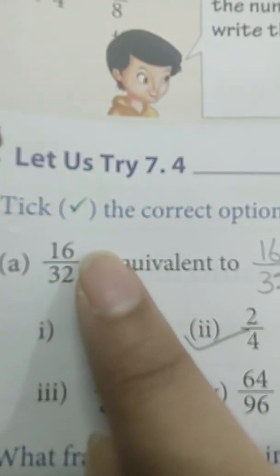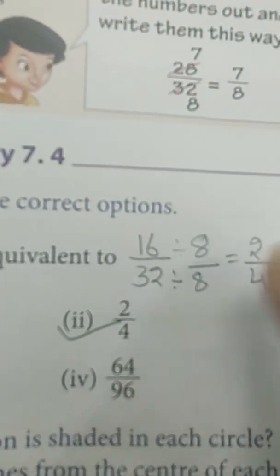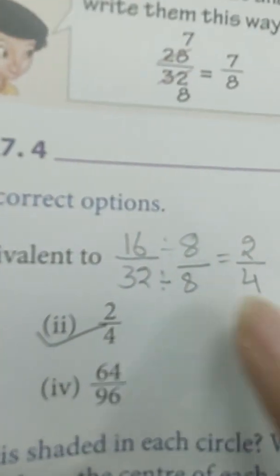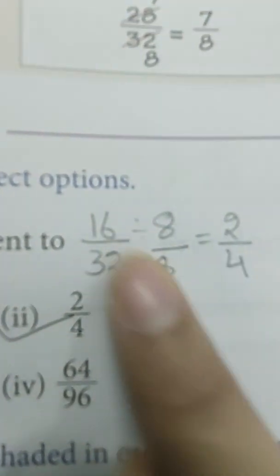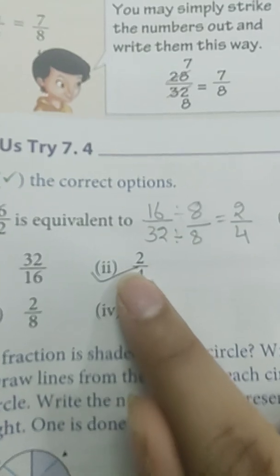Yes, it comes in the table of 8. So 16 comes in the table of 8 at 2, and 32 comes in the table of 8 at 4. So here we are getting the equivalent fraction by dividing. So the answer is 2/4.